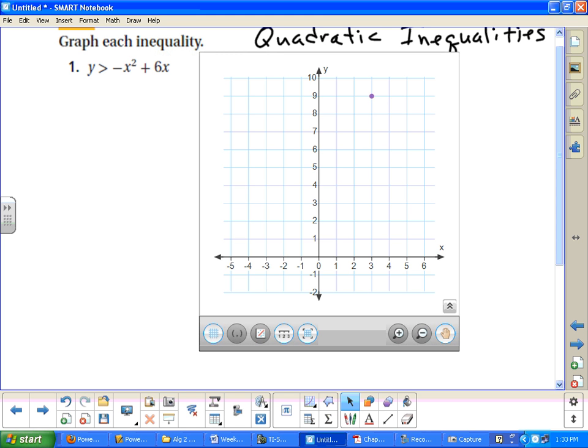So the other thing is, once I know the vertex, I want to know the y-intercept to be able to graph it. What's the y-intercept for this? Okay, there is no constant, right? So that means it's 0. So I'll put a dot at 0 and a dot over here at positive 6. Why did I put one at 6, 0?